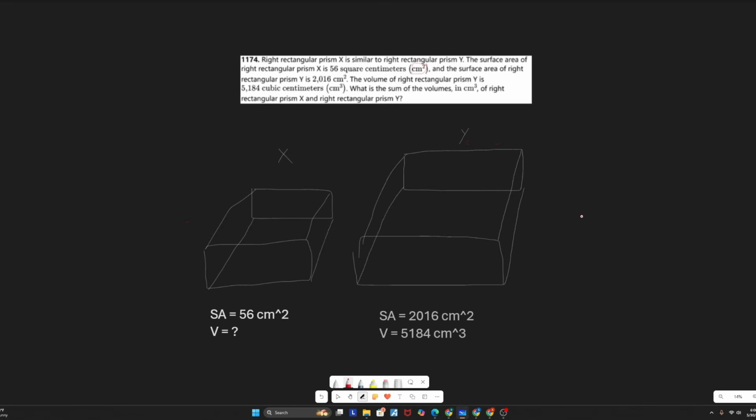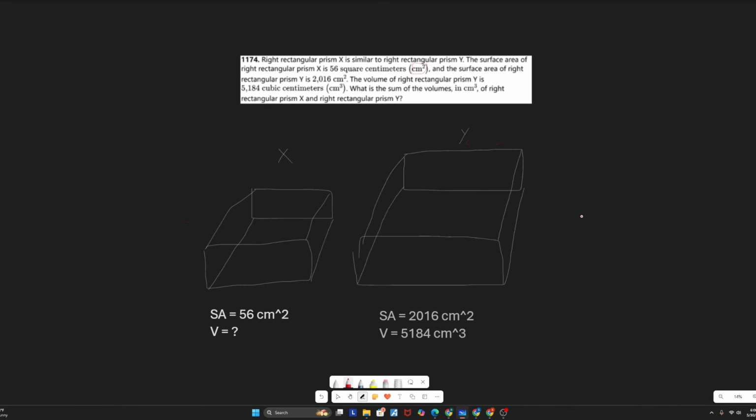Okay, so for the problem itself, we have two right rectangular prisms, X drawn on the left and Y drawn on the right. We're told that the surface area of prism X is 56 square centimeters and that the surface area of prism Y is 2016 square centimeters. We're also given the volume of prism Y, 5,184 cubic centimeters. So our goal here is to find the volume of prism X in order to find the sum of the volumes of these two prisms.